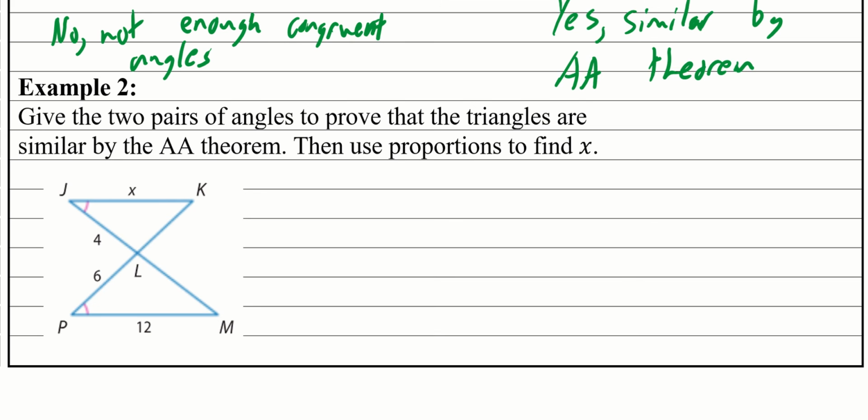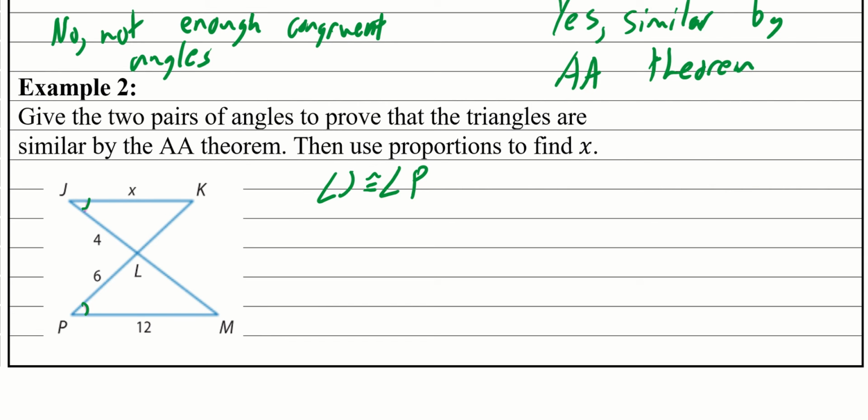So if I'm looking at this, I want to give the two pairs of angles that prove the triangles are similar by the angle-angle theorem, and then I want to use proportions to find x. Okay, so first off here, what are those two angles that I know are congruent? Well, I see a couple that are already marked for me, angle J and angle P. So I'm going to say angle J is congruent to angle P. Okay, first part done.